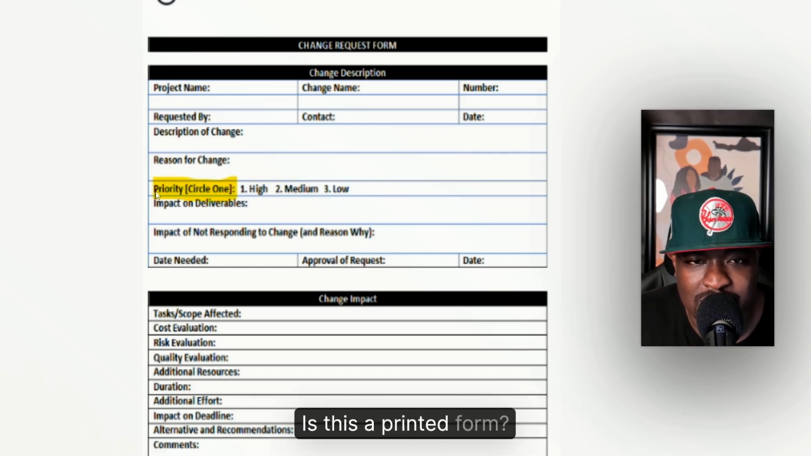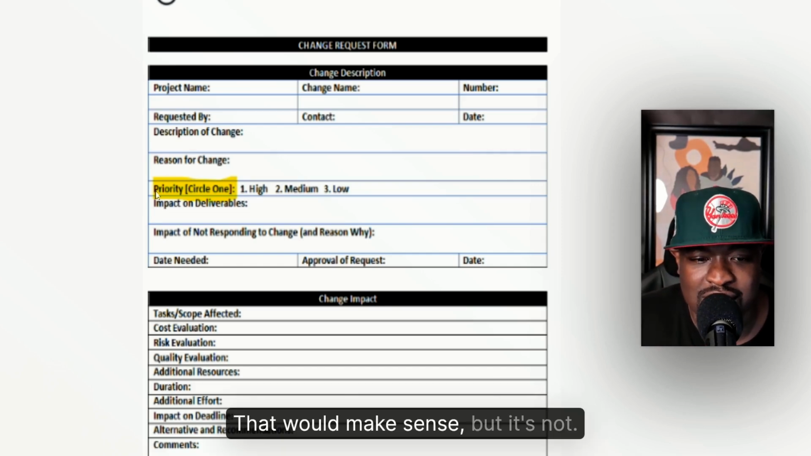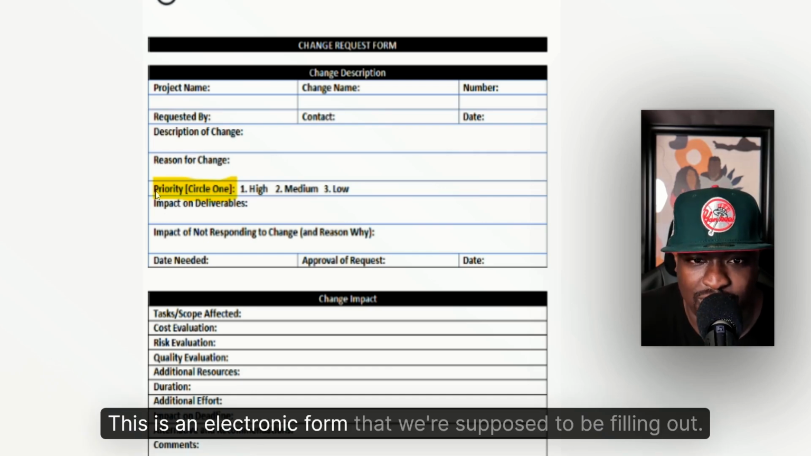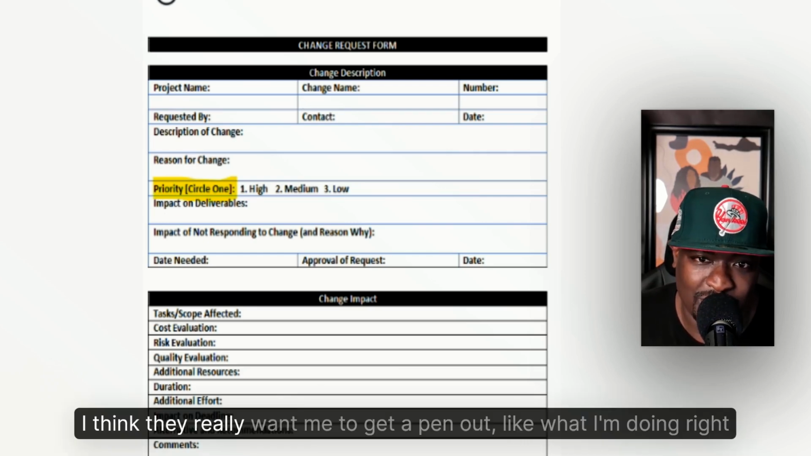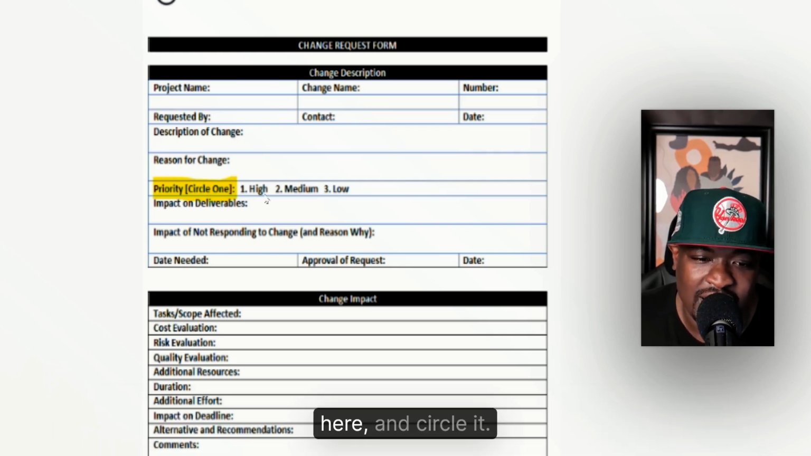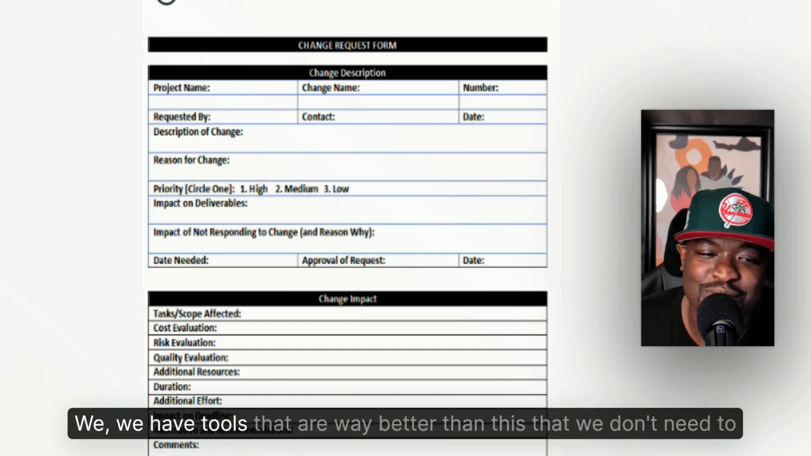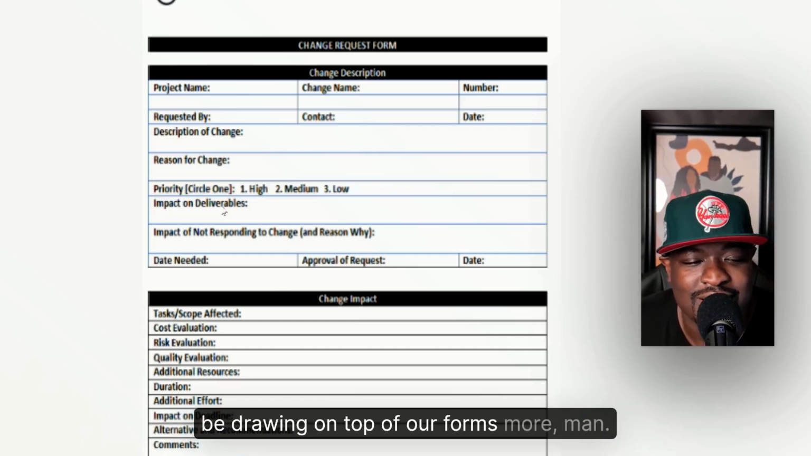Is this a printed form? That would make sense, but it's not. This is an electronic form that we're supposed to be filling out. So how do I circle that? I think they really want me to get a pen out, like what I'm doing right here, and circle it. That's crazy. We have tools that are way better than this, and we don't need to be drawing on top of our forms. Come on, man.